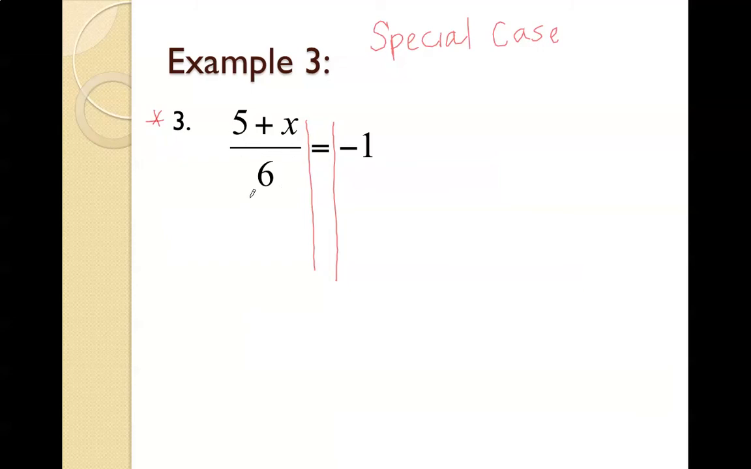Well, what's the inverse of division? Right, multiplication. And what are they dividing by? 6. So I'm going to multiply by 6. And you can do this 6 over 1. Now, if you notice, what happens here is that I have 6 over 1 times 5 plus x over 6, the 6's are going to cancel out. And that will leave me with 5 plus x equals, now what I do to one side, I have to do to the other. So I have to multiply this side by 6 as well.